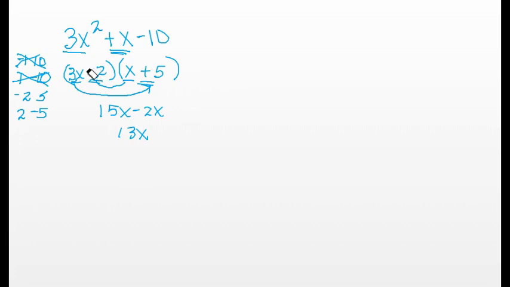So what if I switch these around, keep the negative 2 and the 5, but put them in a different order? So if I put my positive 5 here and my negative 2 here, now I've got 3x times negative 2, which is negative 6x, and 5 times x, which is positive 5x, which gives me a sum of negative x, and I need it to be positive x. So that's not going to work.